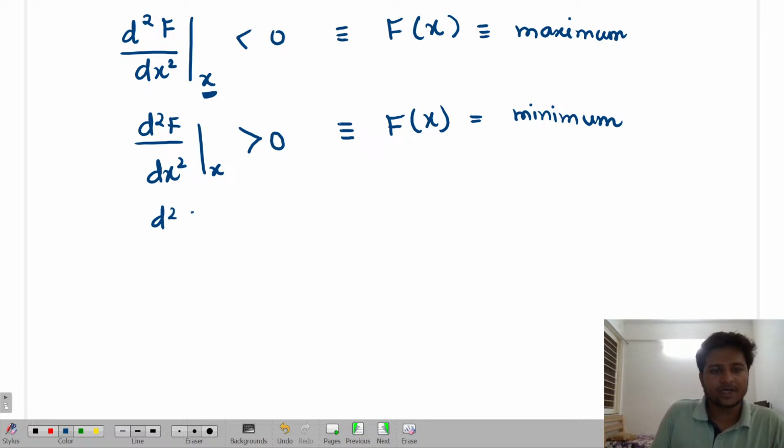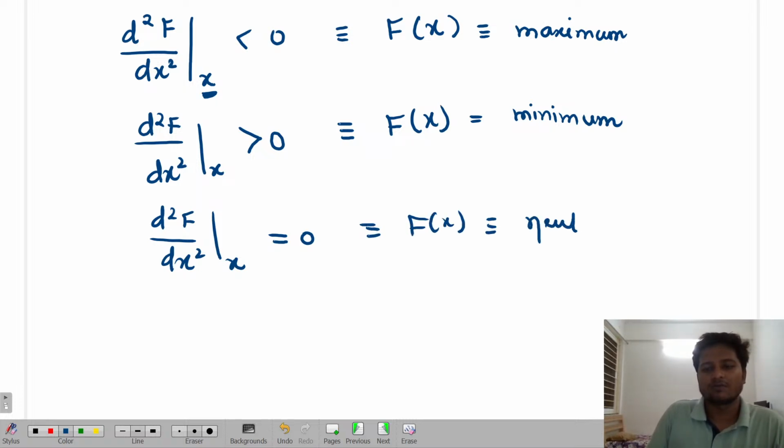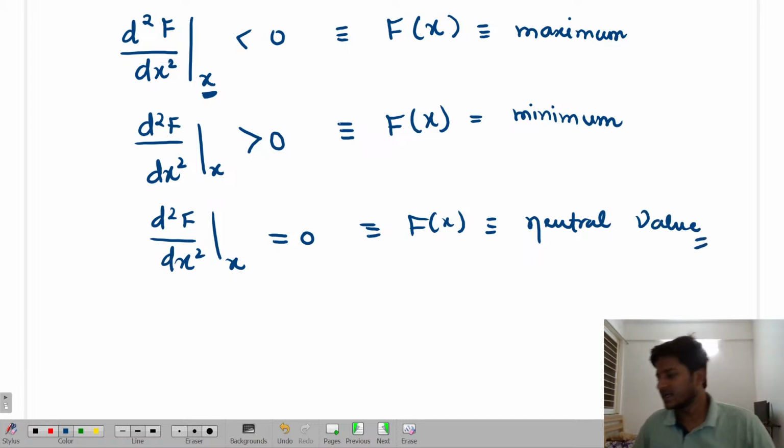And if d2f by dx square for that value of x is equal to 0, then the function is neither maximum nor minimum. It is a neutral value. Is that clear or not? Are you able to understand me?